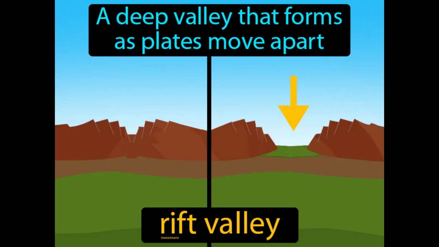A deep valley that forms as plates move apart. Rift valley. A rift valley is a lowland region formed when Earth's tectonic plates separate.